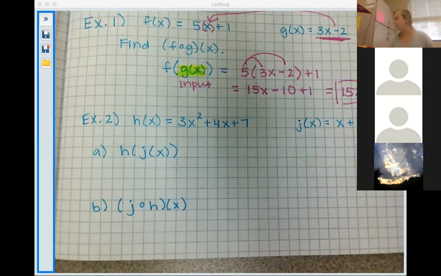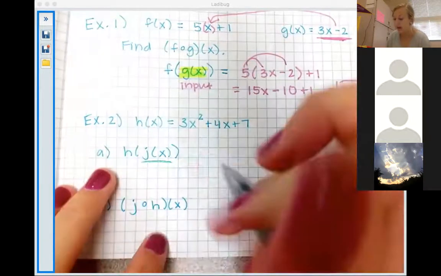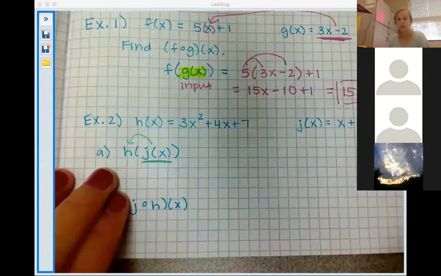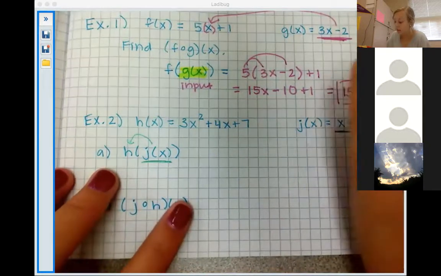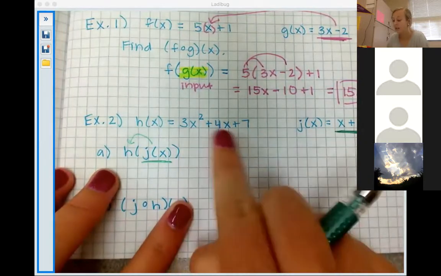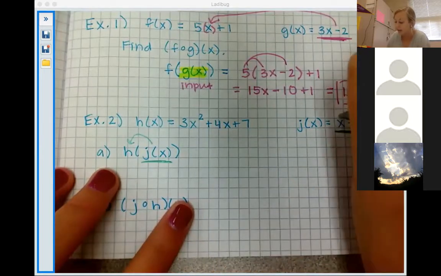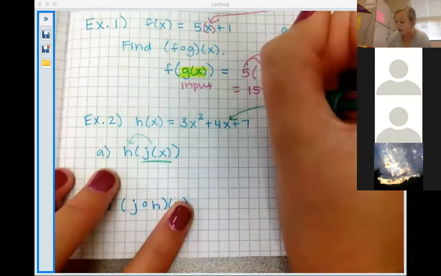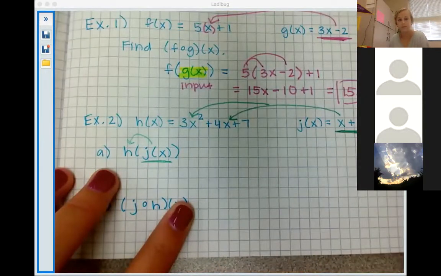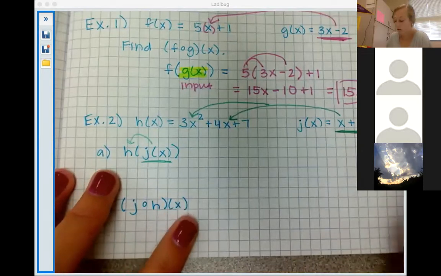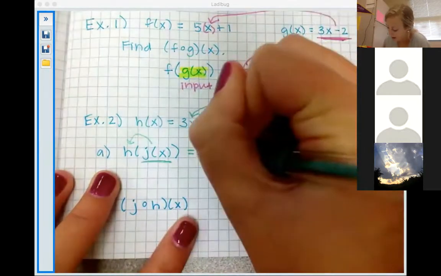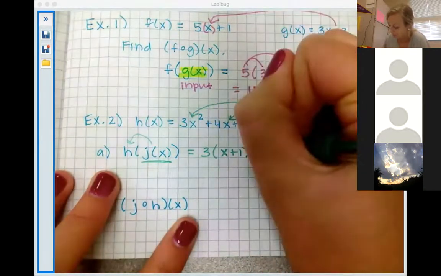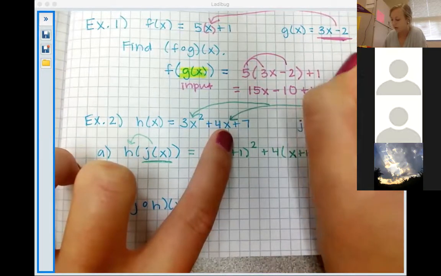All right, so y'all talk to me about letter A. What's my input? Which one am I inputting into the other function? J of x. Good, j of x is the input here, and I'm putting it into h, right? So here's j of x, this x plus 1. Anywhere I see an x over here, that is what I'm going to input. So I'm putting x plus 1 here and x plus 1 up here. All right, so that would be 3 times (x plus 1) all squared plus 4 times (x plus 1) and then plus 7.